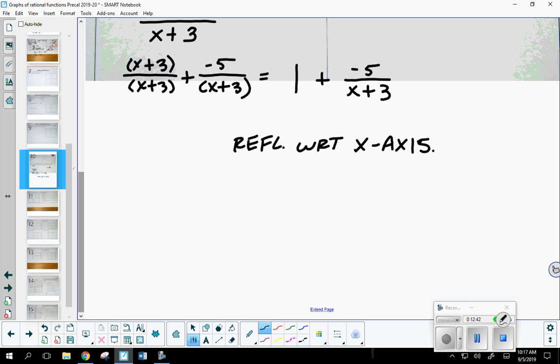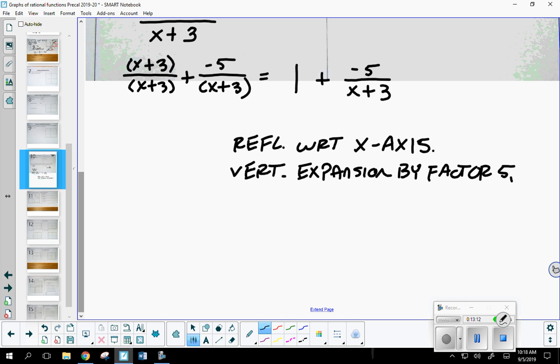Now, putting the negative aside, what were you saying about that 5, Connor? Dilation. Now, vertical or horizontal? Vertical. It's not directly connected to x, so it's not horizontal. Is it a stretch or a shrink? Or, mathematically, we would say vertical expansion by factor 5. Like, even I sometimes just go back into shrink and stretch.